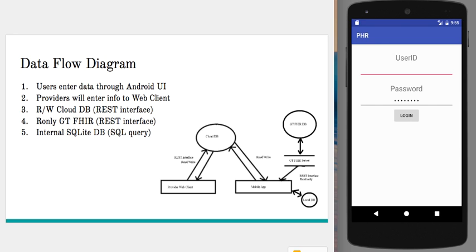This is an overall data flow diagram of how a user will enter through the Android UI, and providers will actually enter information through a web client. There is read-write cloud database access to a REST interface, as well as read-only Georgia Tech FHIR interface to the REST interface. And finally, internal SQLite database is acted upon through SQL query.